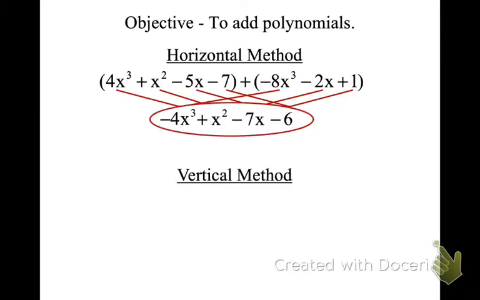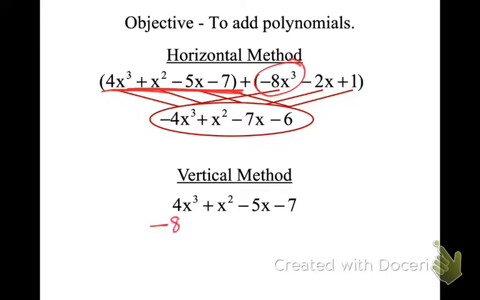Okay? Now, there's a way they call the vertical method. I personally think this is very time consuming, so I really don't spend a lot of time on it. Basically, we write the whole first polynomial. So here's the first polynomial, and we write it down. Then, as I write each term in the second one, we're going to line it up.